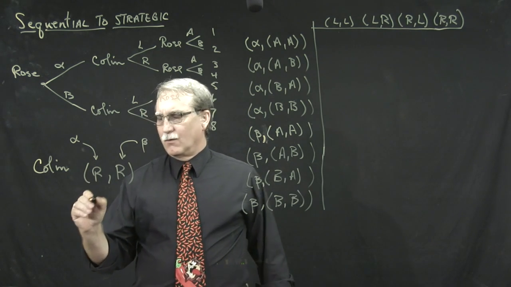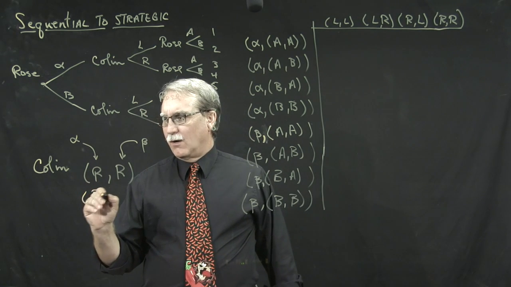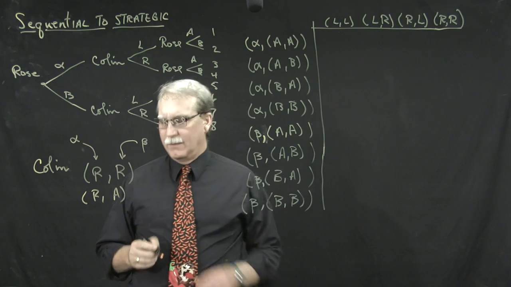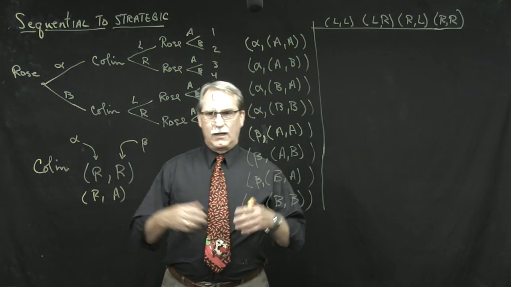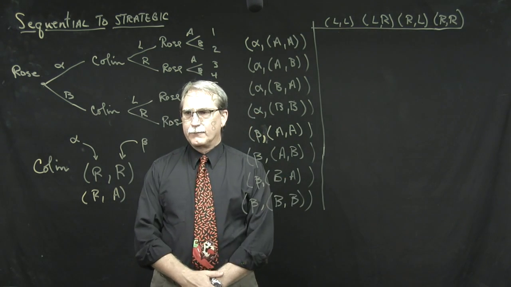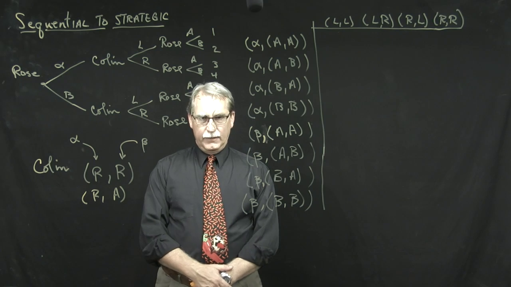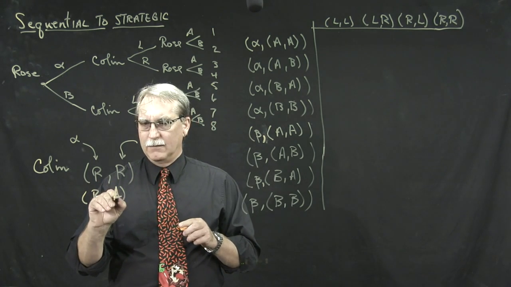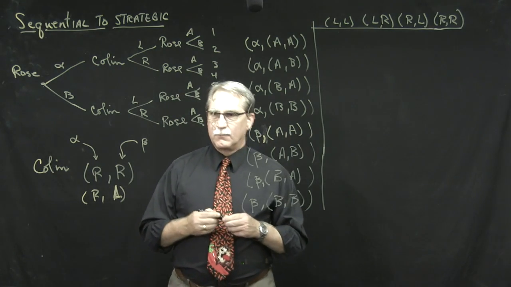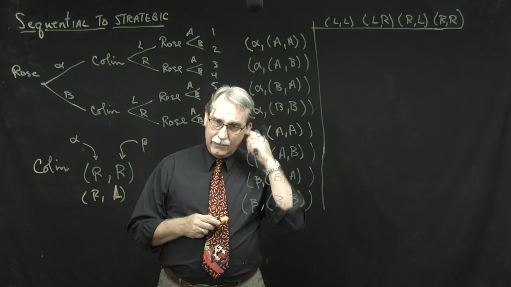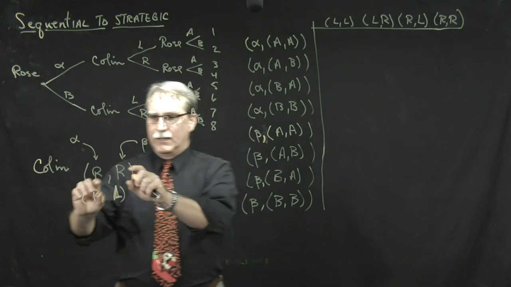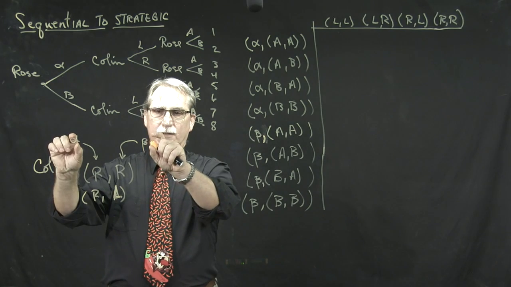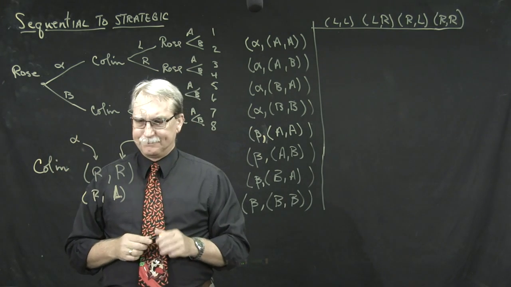Conversely, the ordered pair RL suggests that Colin's strategy is as follows. If Rose chooses alpha, then I will choose right, and if Rose chooses beta, I will choose L. So each element is a response to Rose's either alpha or beta.